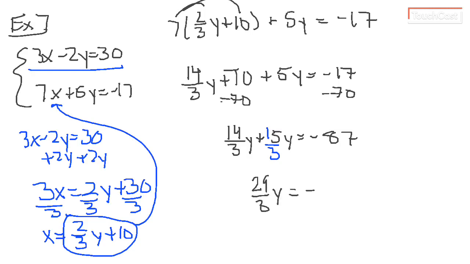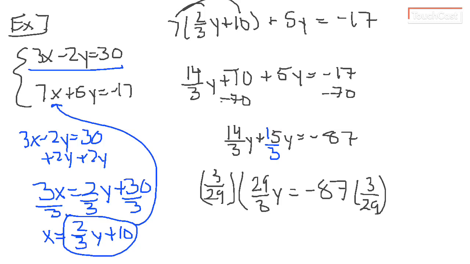y equals negative 87. And we're going to multiply by the reciprocal of 29 over 3. So that means we're going to multiply by 3 over 29. If we do that, the 29s and the 3's on the left side cancel out. And if we just go 87 times 3 and divide that by 29, we're going to get that y is equal to negative 9. Now we're almost done.